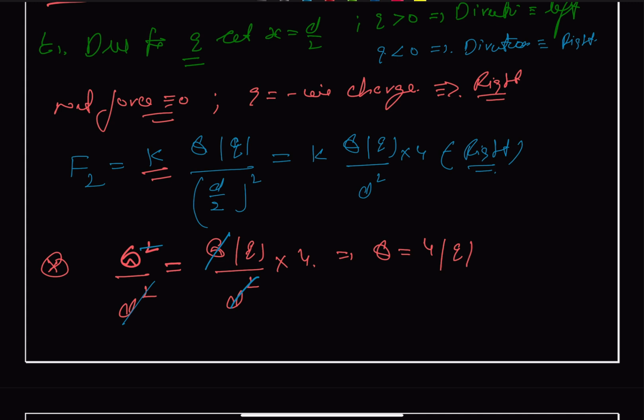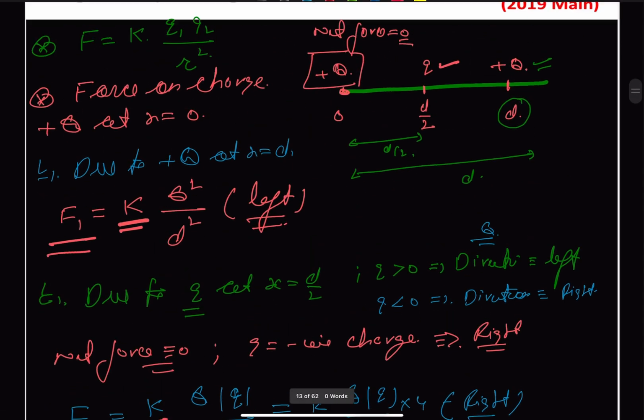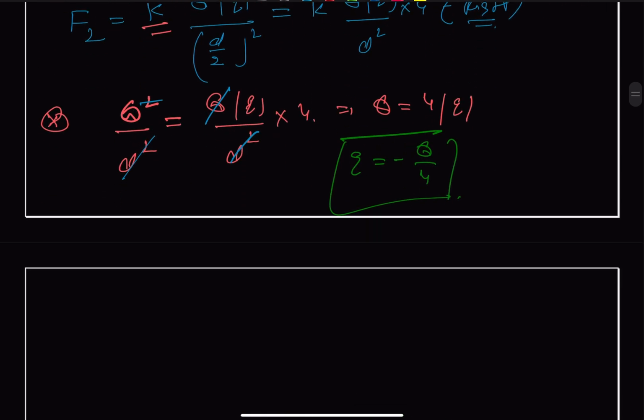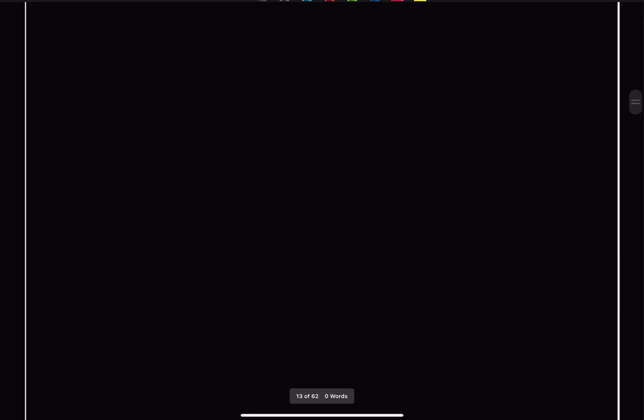We need to find out this small q. So from here this small q is equal to capital Q by 4, and this charge has to be negative, so this will be coming as negative. Okay. So option D is the correct option. Next question.